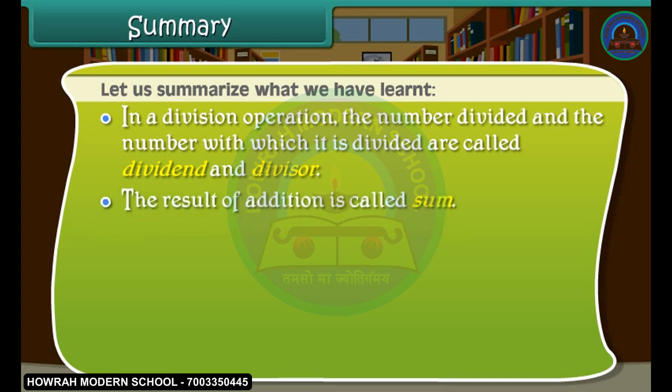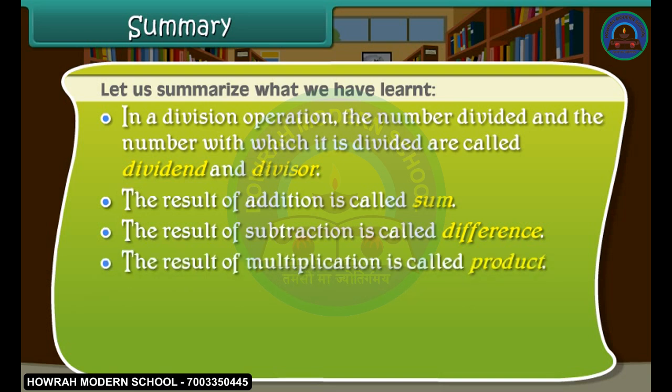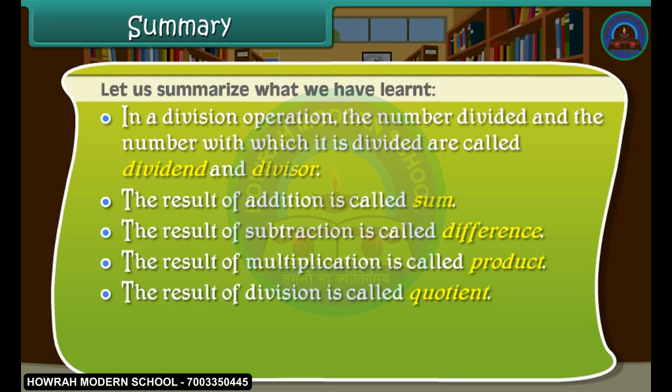The result of addition is called sum. The result of subtraction is called difference. The result of multiplication is called product. The result of division is called quotient. 0 is called the additive identity.